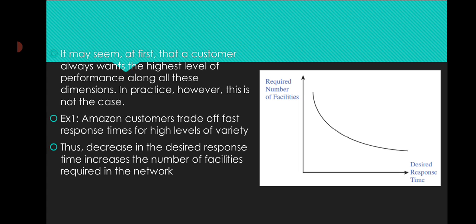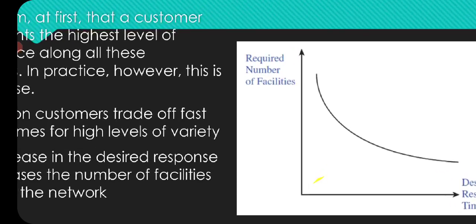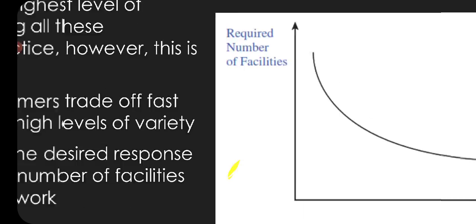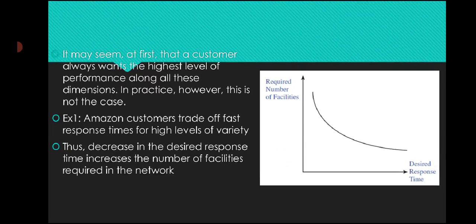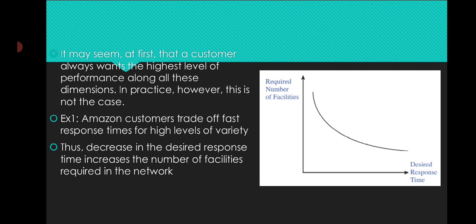Example: Amazon customers trade off fast response times for a high level of variety. Thus, a decrease in the desired response time increases the number of facilities required in the network. Here we can see the curve graph of the required number of facilities and desired response time. We can see that a decrease in the desired response time increases the number of facilities required in the network.